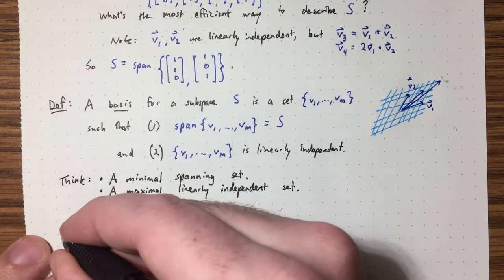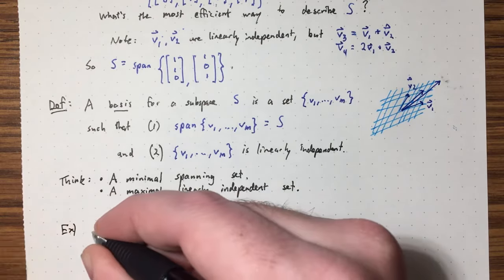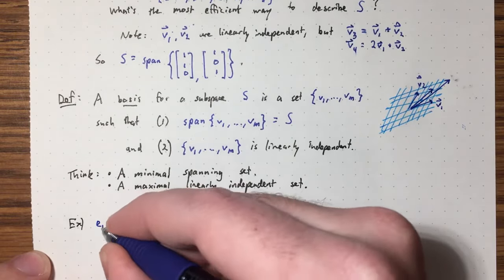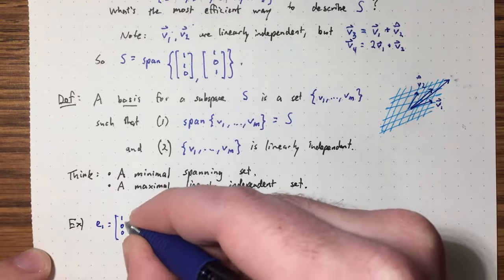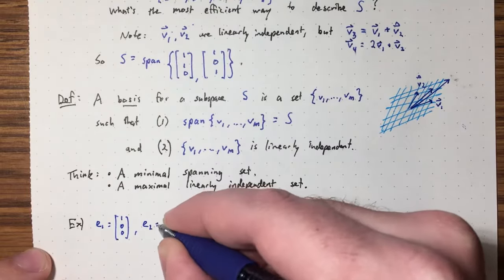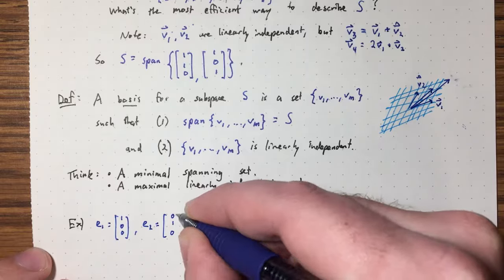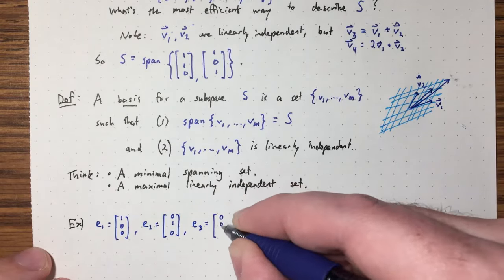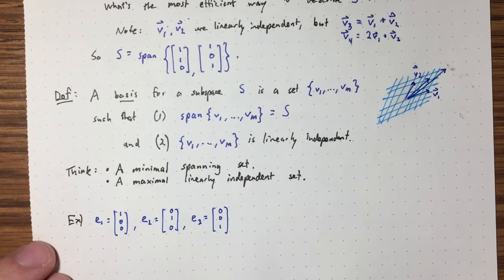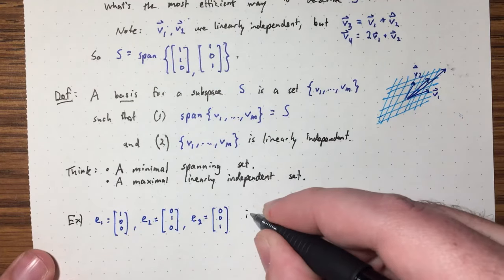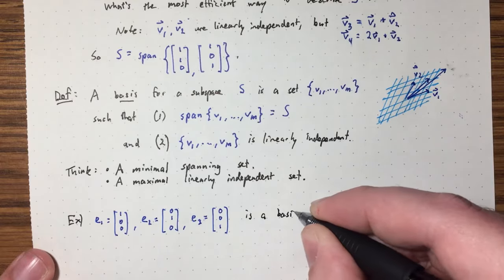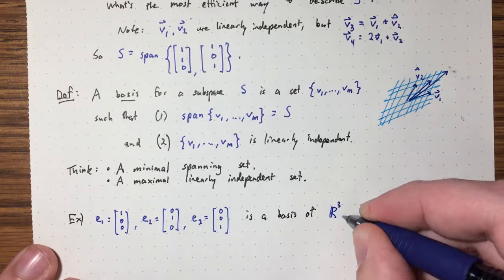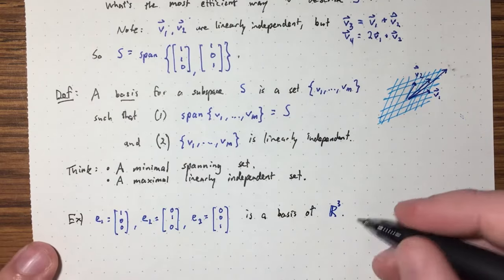Okay, let's do a few examples. I mean, there's one example we've seen before, right? So e1, let's say that's that vector, and then e2 is this vector. In fact, we called these the standard basis vectors, right? We were doing linear transformations. These turned out to be really helpful. So this is a basis of all of R3. But there are many others.